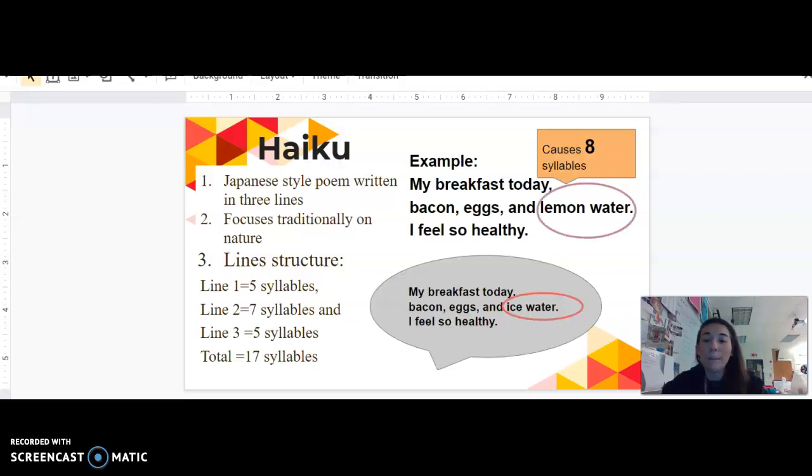So if we are looking back at that example, it has 5 syllables in the first line, which is great. The second line has 8 syllables, which is wrong. It should have 7. And the third line has 5, which is great. So to correct it, we need to change the second line to have 7 syllables. Maybe change lemon to ice water, so that we can have 7 instead of 8 syllables in the second line, for a total of 17 syllables to make it a haiku.